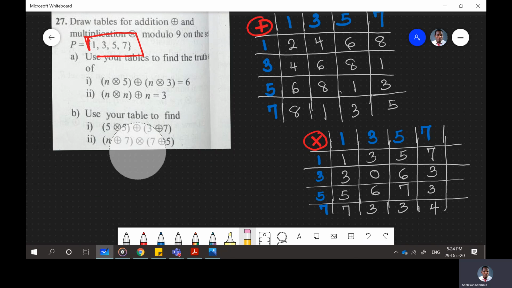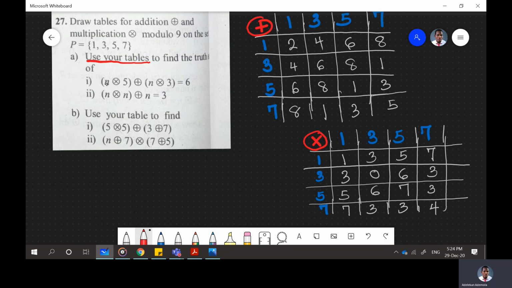The next thing we're going to do now is to use the table, because normally the question will say use the tables. When the question says use the tables, that means you have to use the tables. You must not go outside the table in solving a question. Okay, now let's look at the first question. It says find the truth set of n star 5 plus n star 3 equals to 6.